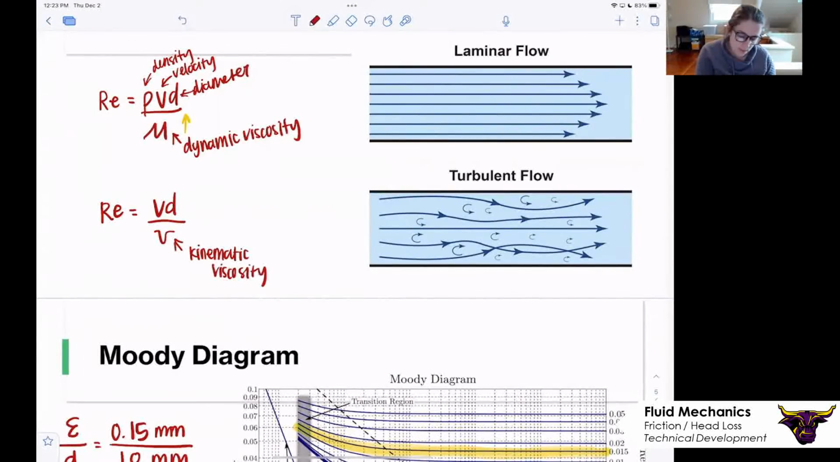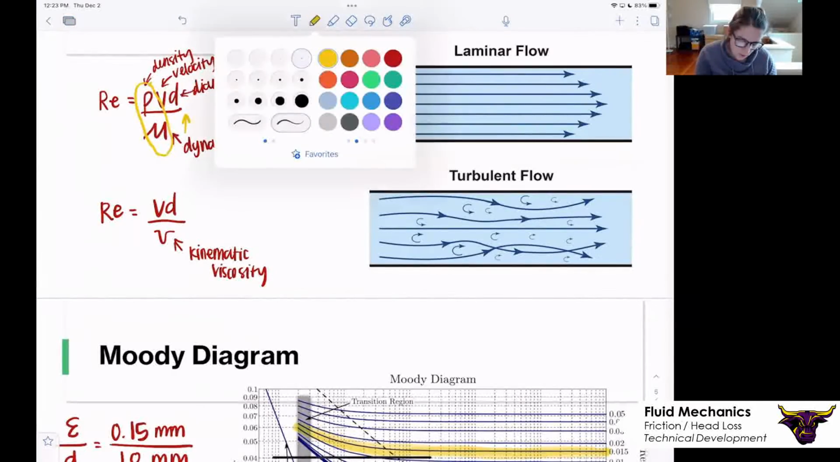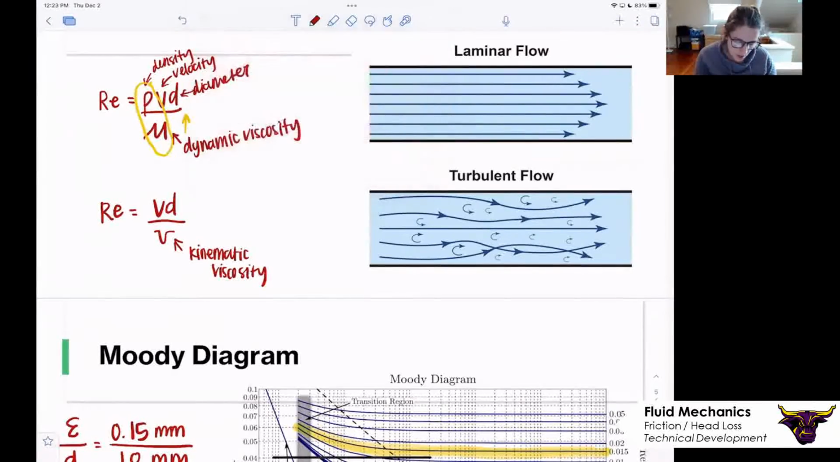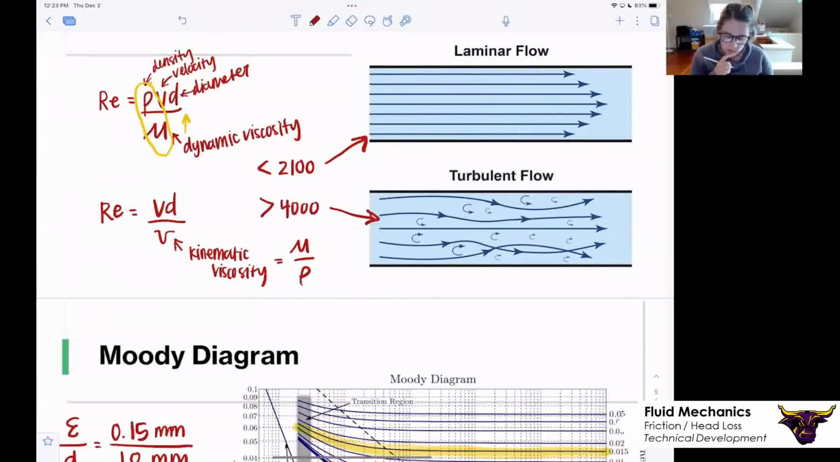which you can see from above just simply comes from mu over rho. Our kinematic viscosity is just equal to mu over rho. So if we look at the inverse of that and how that works out, those are the two equations you're going to see for Reynolds. And what Reynolds tells us about these flow regimes over on the right side is if Reynolds is less than 2100, we are in the laminar region. If it is greater than 4000, we are in the turbulent region.